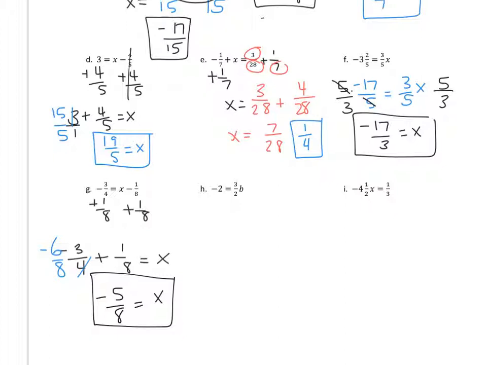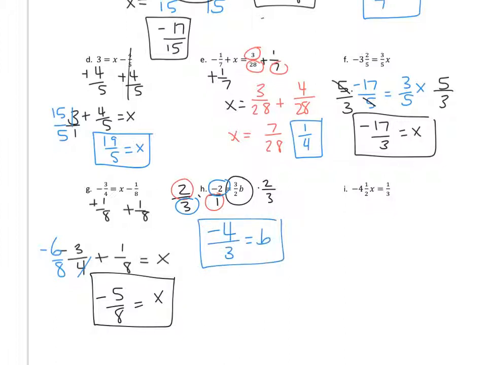And then letter H, I'm going to multiply both sides by the reciprocal because that's multiplying. Put a 1 underneath it. You can't cancel out a 2 and a 1. You can't cancel out a negative 2 and a 3. So the answer is negative 4/3 because you multiply across.